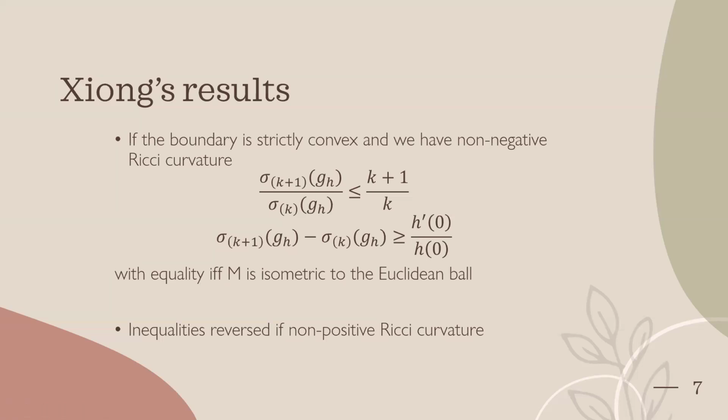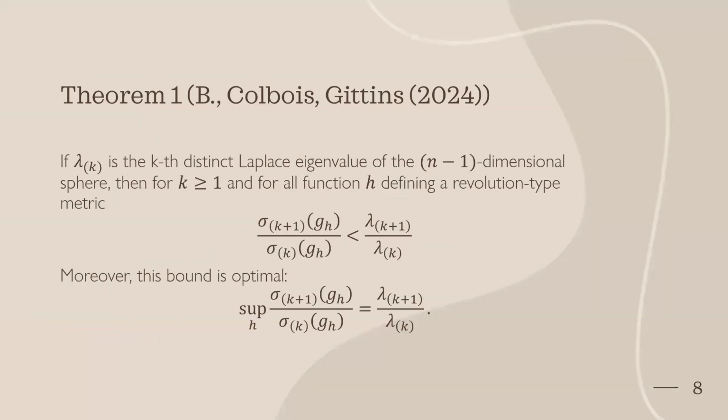So from those results, what we asked was, are the assumptions on the Ricci curvature and on the boundary really necessary? So if we remove those assumptions, can we still have upper or lower bounds for the spectral ratio and spectral gaps? So for the spectral ratio, we do have, in fact, an upper bound. So what we prove is the following.